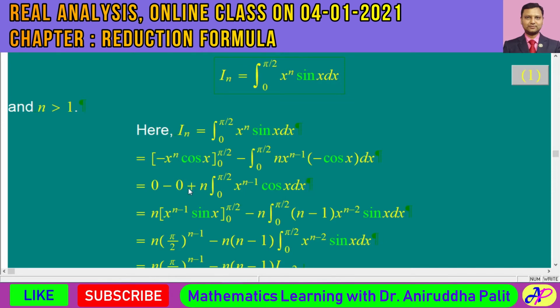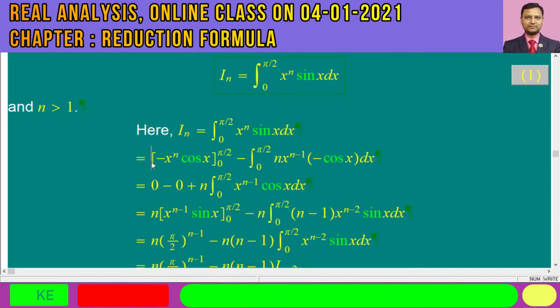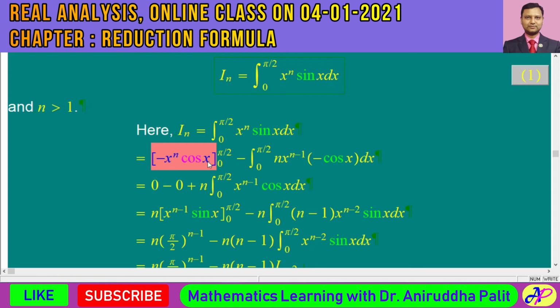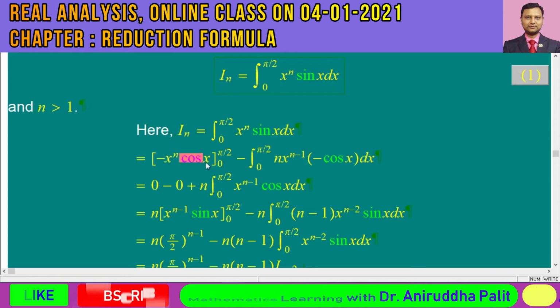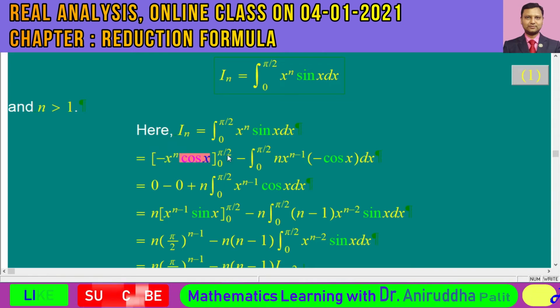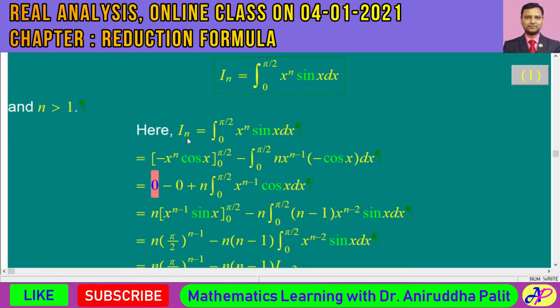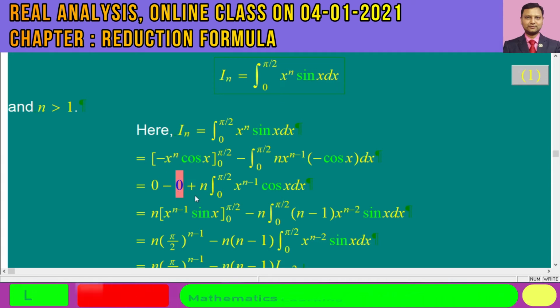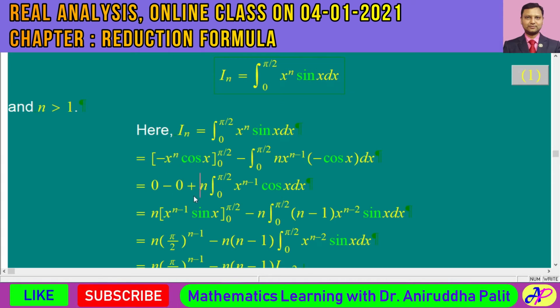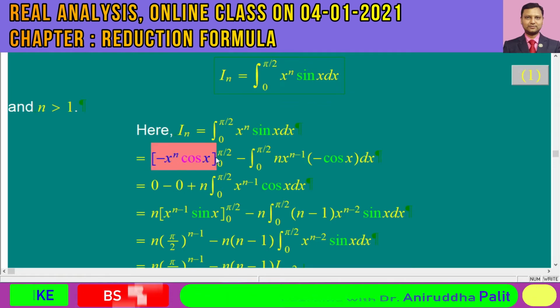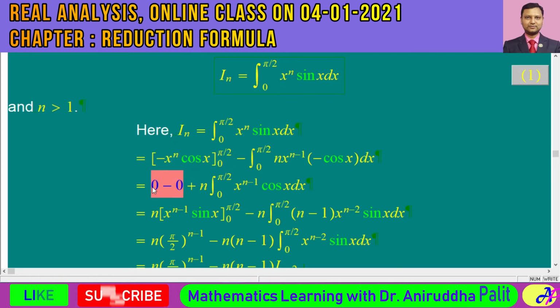And by the way, I forgot to tell you that if you put x equal to pi by 2 at the point, as cos x is there, cos of pi by 2 is equal to 0. So at the upper limit, the value of this first term would be equal to 0. And again at the lower limit, this x to the power of n would be equal to 0. So at the lower limit as well, the value of this function is equal to 0. So the contribution coming from this first term would be equal to 0.